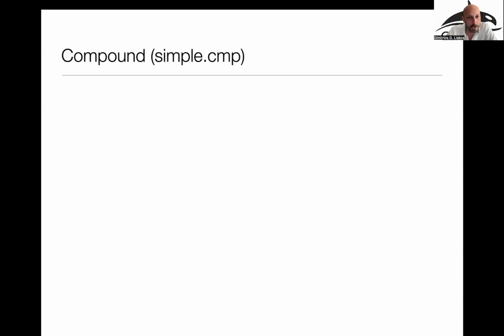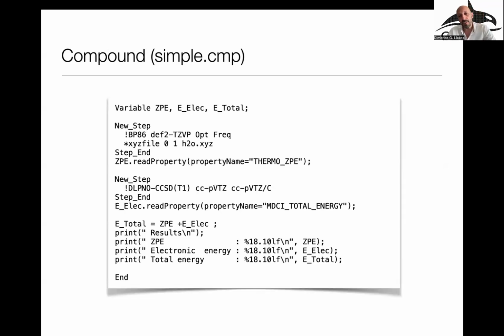So, before proceeding, let's try to see a simple compound script and have a look at how it looks. Now, this is a very default script that will do the following. It will calculate and optimize the structure using a BP86 functional, and then it will calculate on top some accurate DLPNO coupled cluster energy.